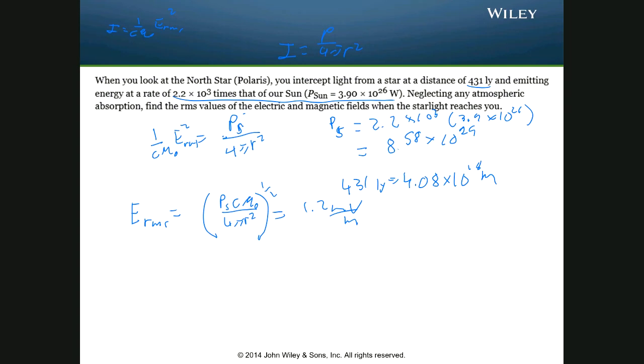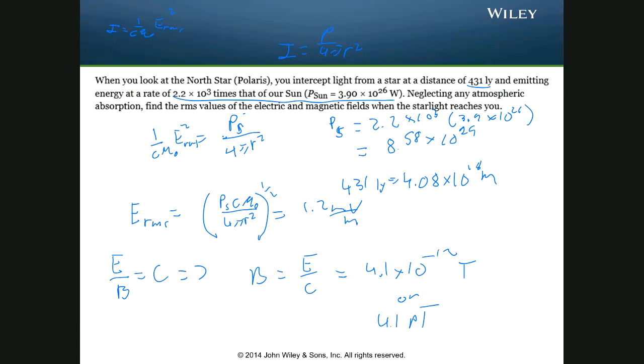Now, keep in mind that B, I always just like to write it this way so I don't get confused, that E over B is equal to C, which implies that B is equal to E over C. So now you can see that for the B field, you have to divide this 1.2 millivolts by the speed of light, and you get 4.1 times 10 to the minus 12 Teslas, or 4.1 picoteslas. So as you can see, it's much harder to measure a picotesla than a millivolt.